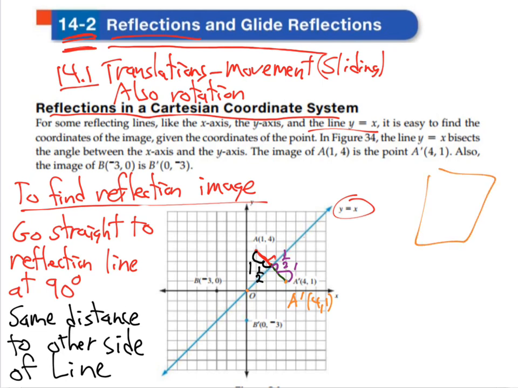Imagine you have a mirror, and you're standing at the mirror. You look at it with your eyes, and you see the reflection. It looks like you... Whoops, I'm drawing you kind of funny there. It looks like you are the same distance to the other side of the mirror. We know you're not really in the mirror, but your image looks like it's the same distance to the other side.